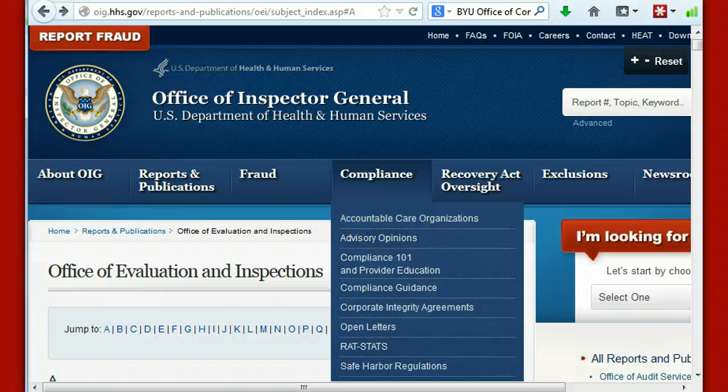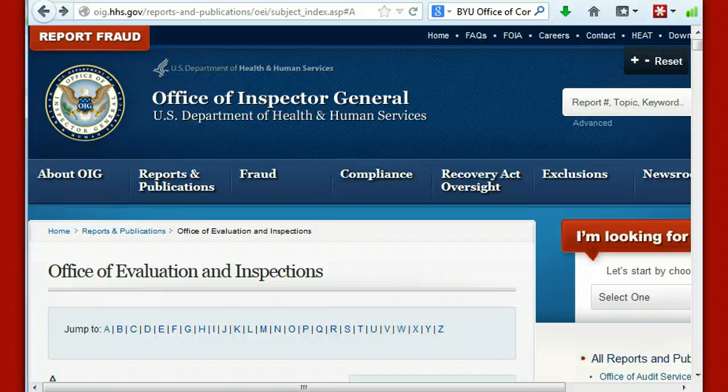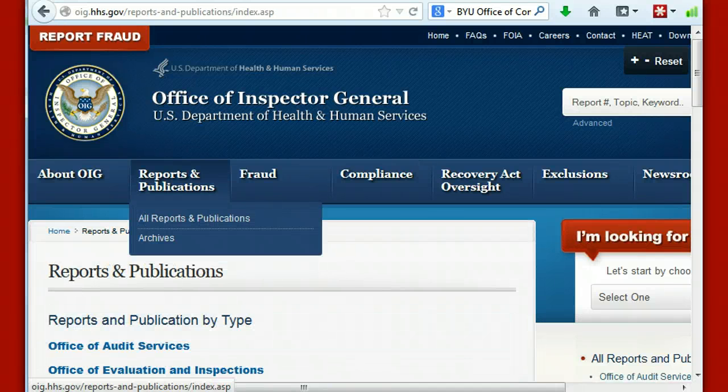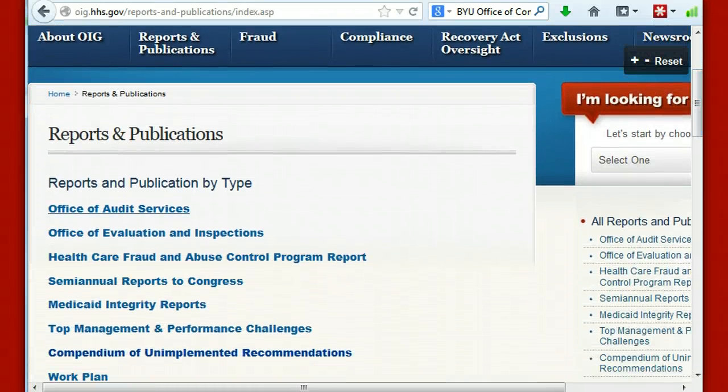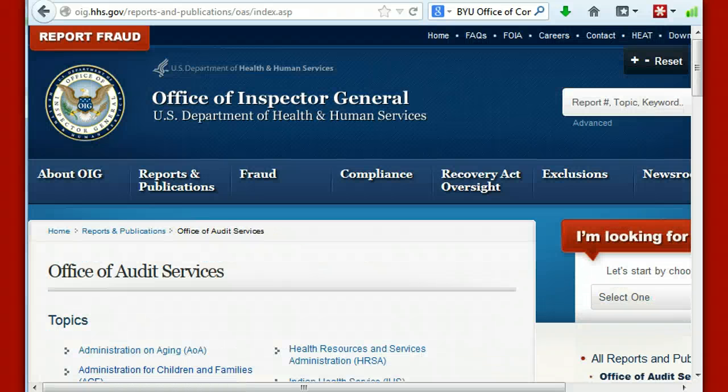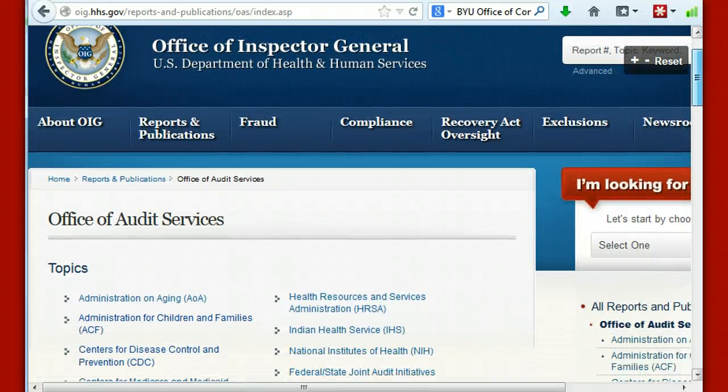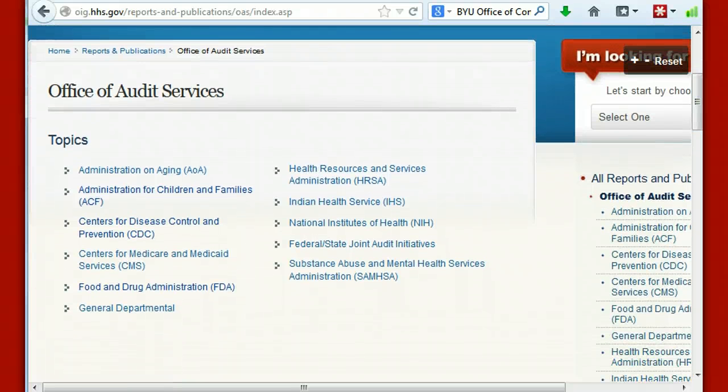Another resource is the Office of Audit Services. So we'll go back to that All Reports and Publications. And you can see there the Office of Audit Services. Specifically, we want to look at either the Centers for Medicare and Medicaid Services, CMS, or you might be looking at FDA audits, or Substance Abuse and Mental Health Services Administration, or perhaps Health Resources and Services Administration. So let's take a look at what they have for CMS.